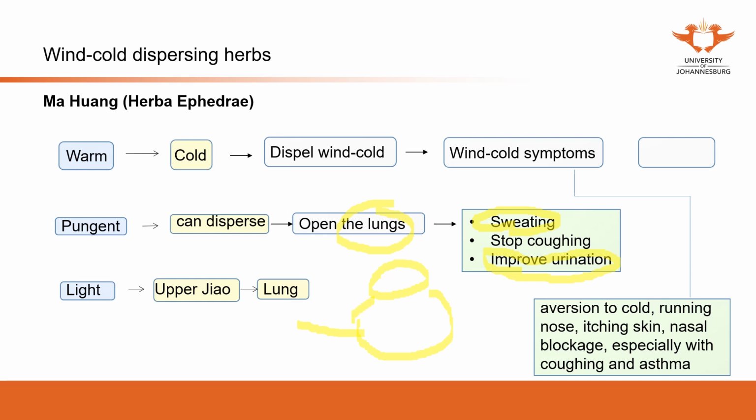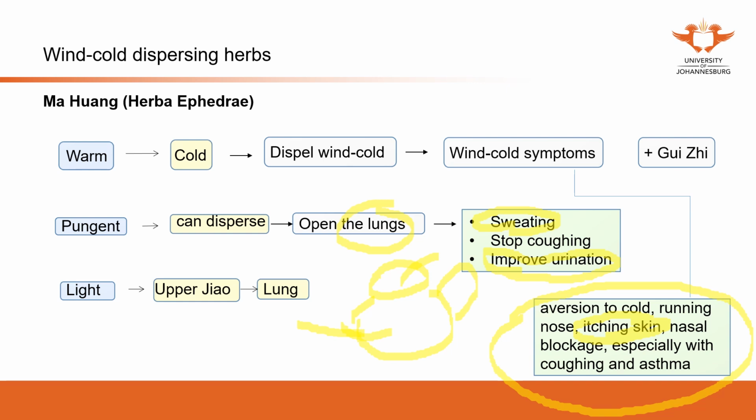The pot, when you open the lid, the water can come out easier, improving the urination. Mahuang is very light. It can go to the upper jaw. It can be used for lung problems. So all these symptoms are either related to the lung or the itching skin, also related to the superficial skin.